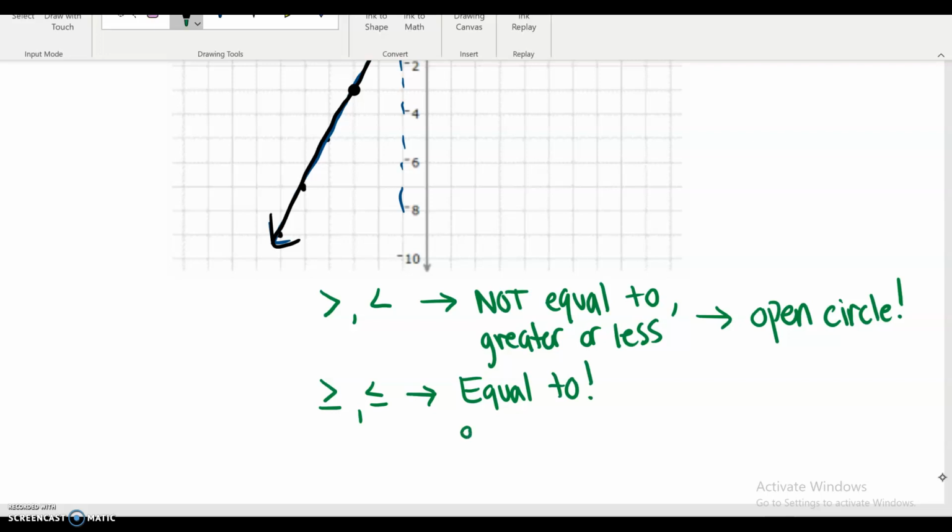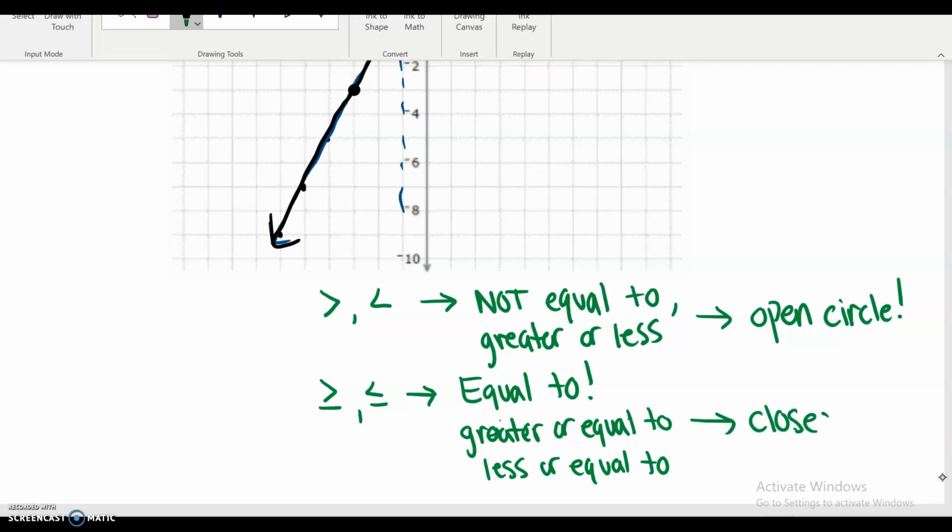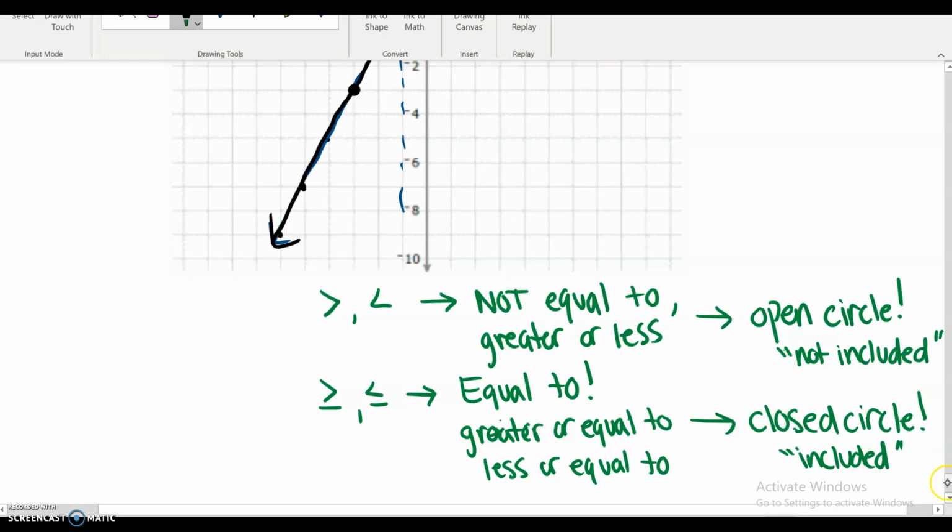Okay, so it's either greater than or equal to, or it could be less than or equal to. And from our domain and range, we know that that means closed circle. The reason that's closed circle is because it's included, because it's equal to that value, whereas the open circle is not included. Okay, that's old information that I'm summarizing again, so make sure you have that down somewhere.